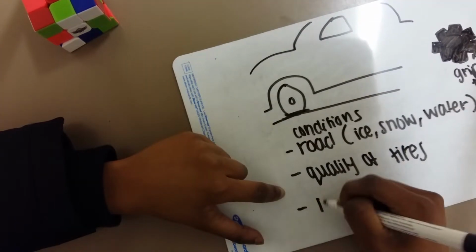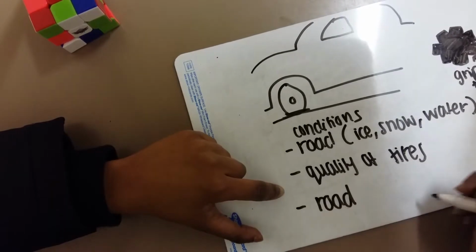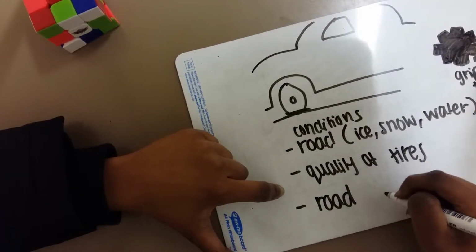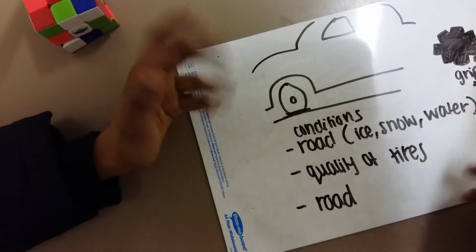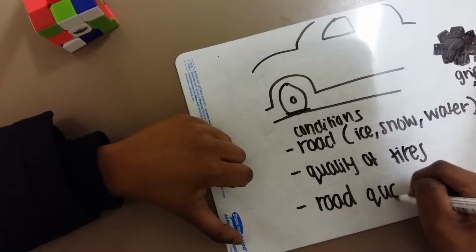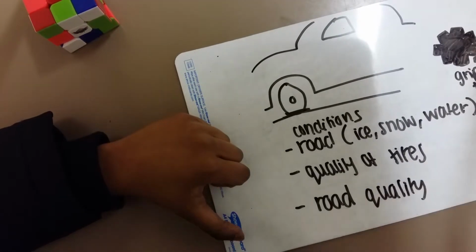You also have the road itself. If the road is worn out, then it'll have a smoother surface and there'll be less grip. So you can have road quality, I guess, as well.